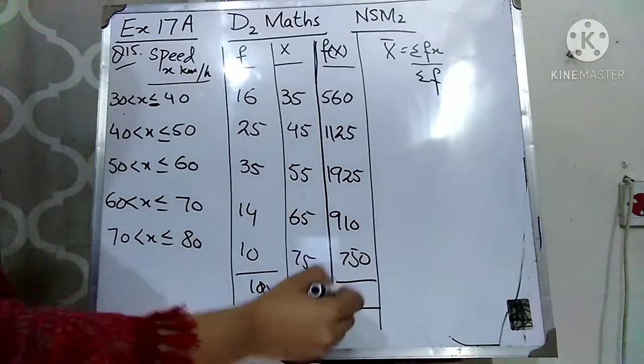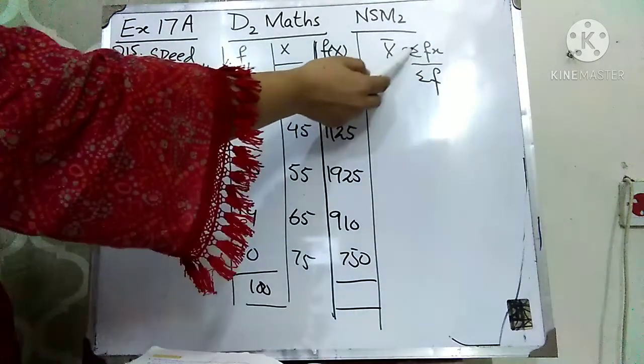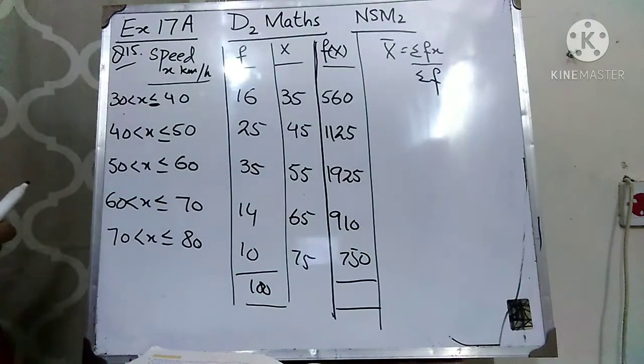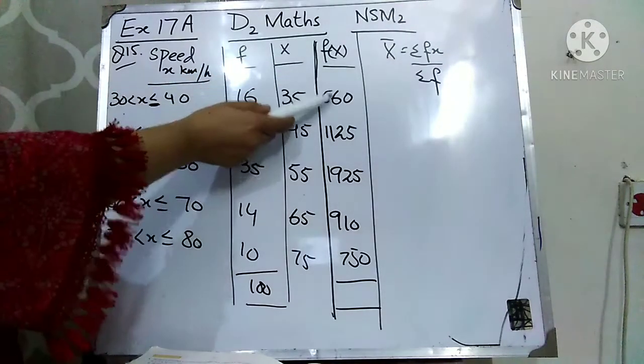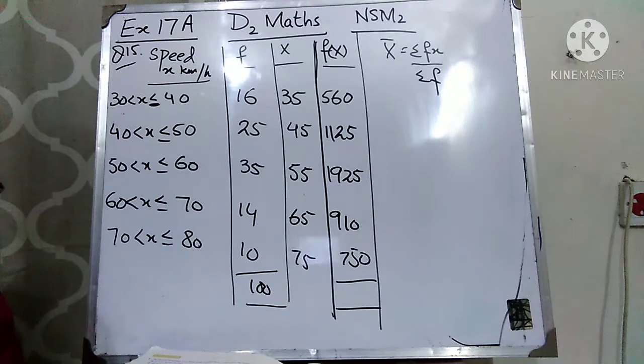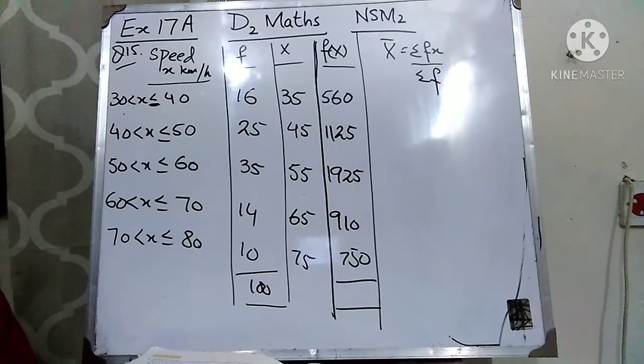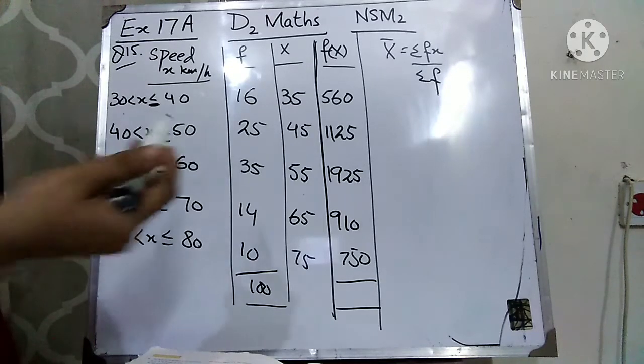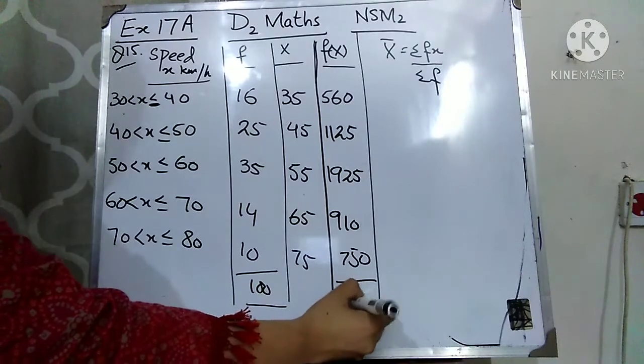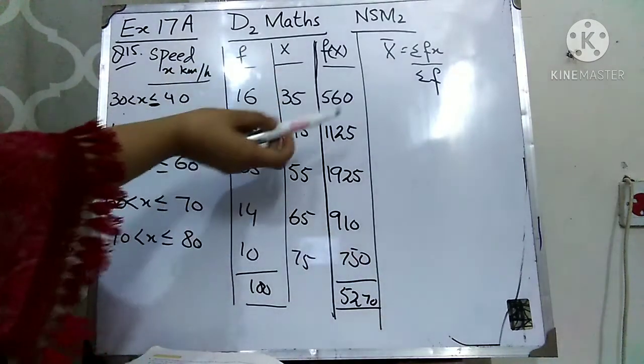So you have to add it, because in the formula it is sum of f of x, summation f of x. So you have to find out the total of f of x. When you add all these values, 560 plus 1125 plus 1925 plus 910 plus 750, you will get 5270. And sum of f is given, which is 100.